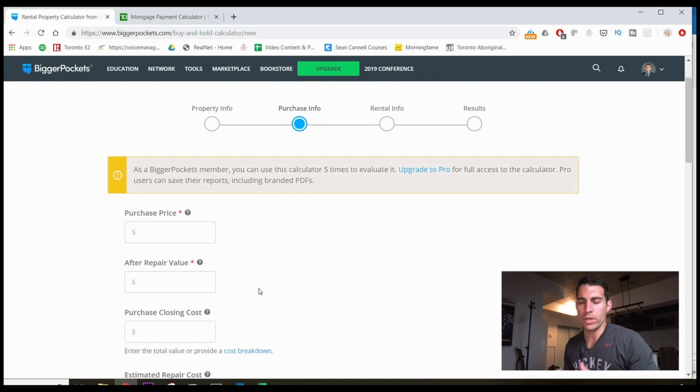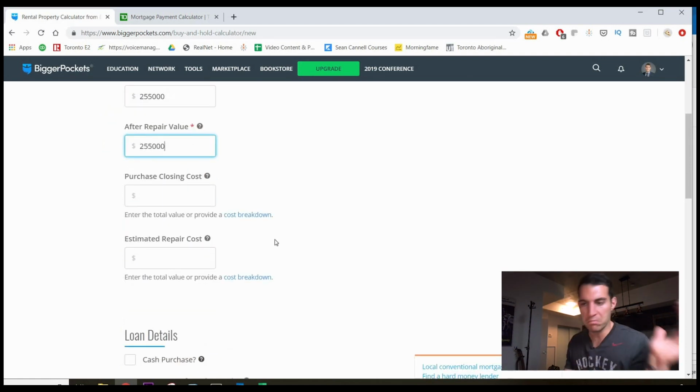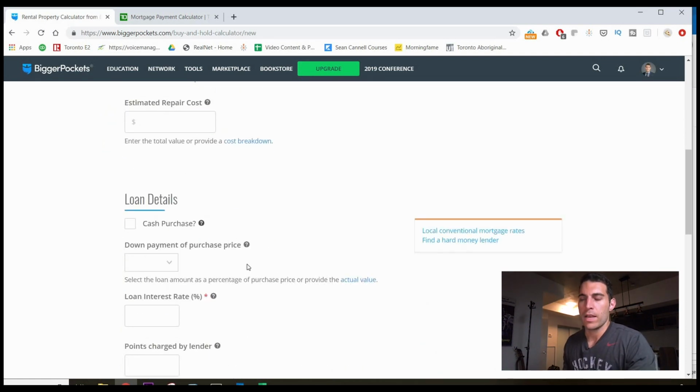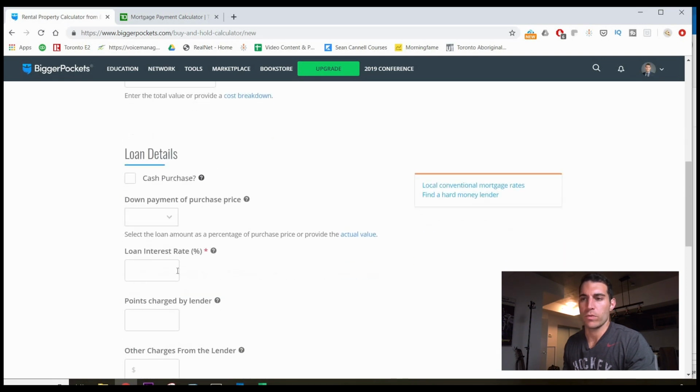Now I should say, if you're looking at a flyer, say, or you're in LoopNet, or your broker gave you an off-market deal, this is where you would be going to input all this information. So the purchase price, as we mentioned, $255,000. After repair value, this is gonna be the same as the purchase price, only because we're not doing anything to it. That's another cool feature of this, that you can actually put in a repair cost, but for our purposes, not needed. Just make sure these are all right. Yep. Estimated, yep, so no repairs.